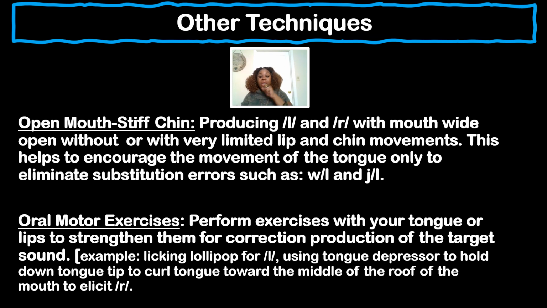Or you can get a tongue depressor and have them hold down the tip of their tongue. So I'm going to act like my finger is a tongue depressor, to get them to curl their tongue up towards the roof of their mouth for R. R, R, R, R. So they're not trying to move that tongue tip up to give them an L sound for R. So those are different types of things that you can do.